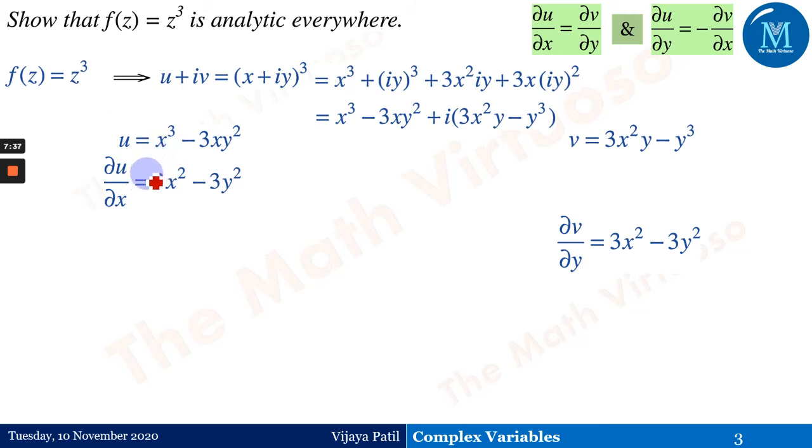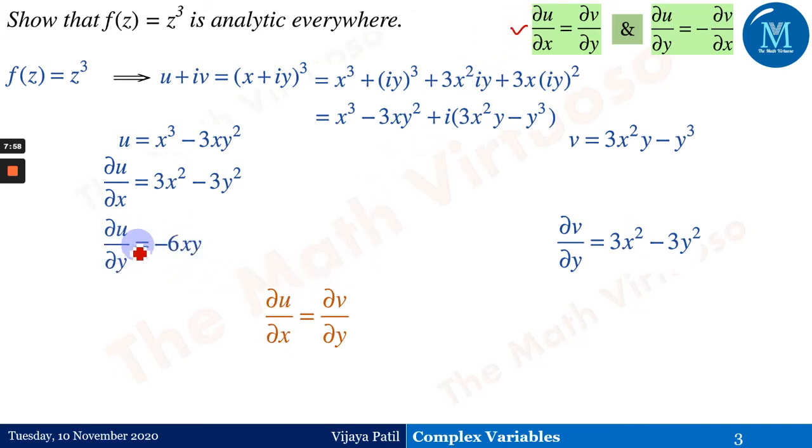What is the rule of partial differentiation? I have already explained it in the previous slide. Whenever you are differentiating u with respect to x, I need to keep y constant. So it is 3x square minus 3y square as the differentiation. Then v with respect to y will give me 3x square minus 3y square. That is, the first equation is satisfied over here.